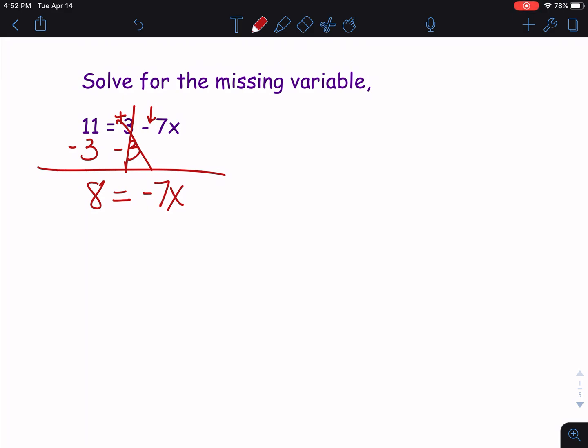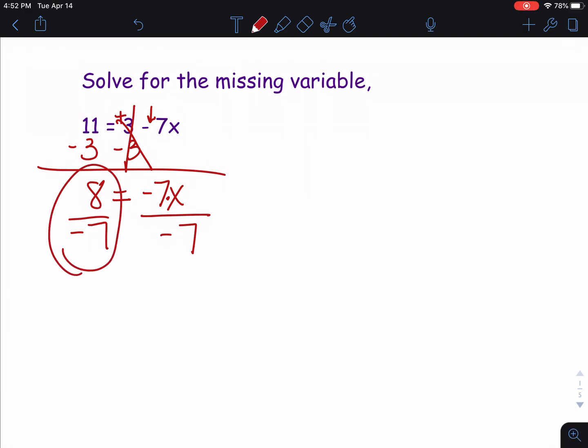And then lastly, I need to undo my multiplication. This is saying negative 7 times x. It's not saying x minus 7, so I'm not going to add 7 to both sides. It's saying negative 7 times x. So the inverse operation of that is to divide both sides by negative 7, and I'm going to use my fraction bar to represent that division.